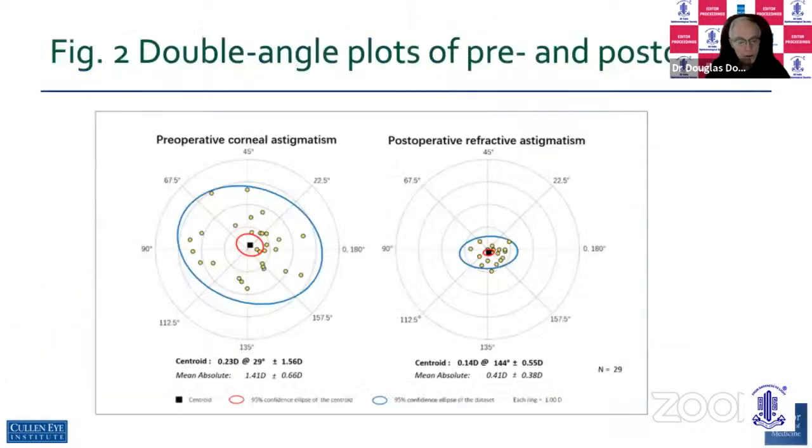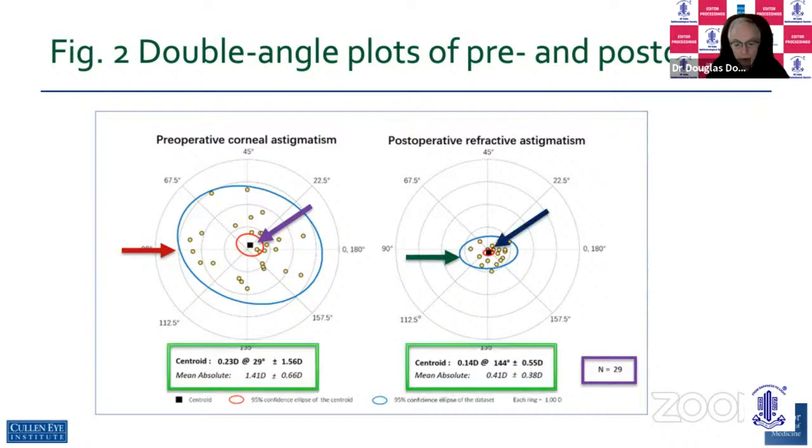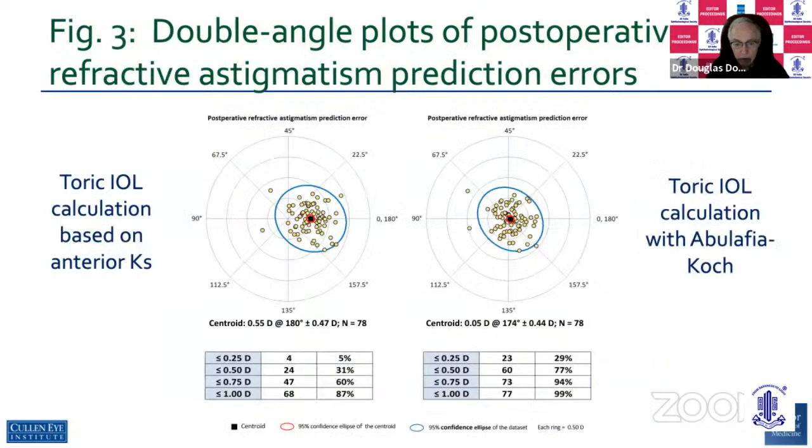And here, for example, is a data set of pre-op corneal astigmatism and post-op refractive astigmatism. You can see how elegantly it shows the 95% confidence ellipse for the pre and post-op data and the centroids of the data in that data set. And so you can look at pre and post with this. We generate a lot of data from it. And very importantly, you can look at the prediction error, which I think is what's so important.